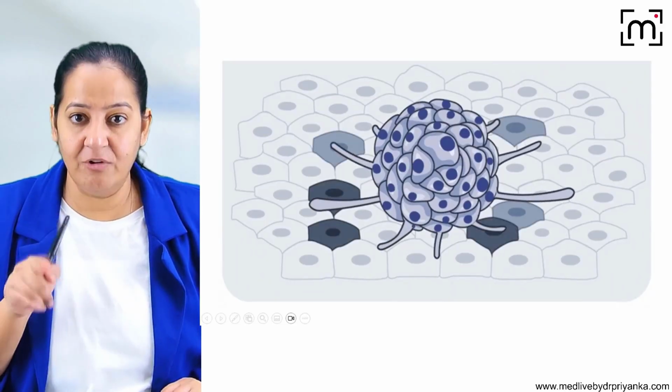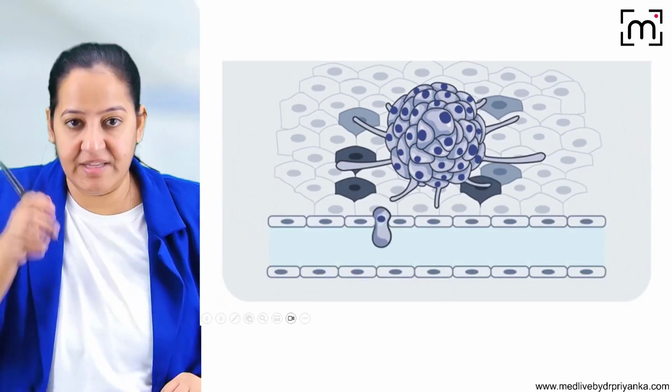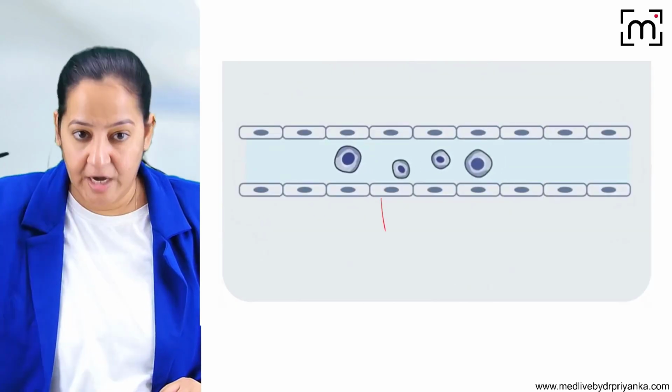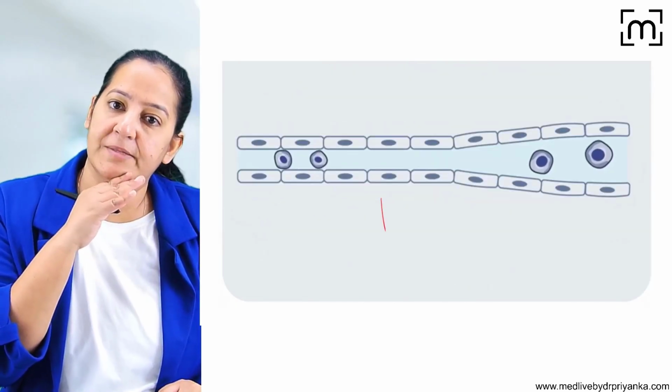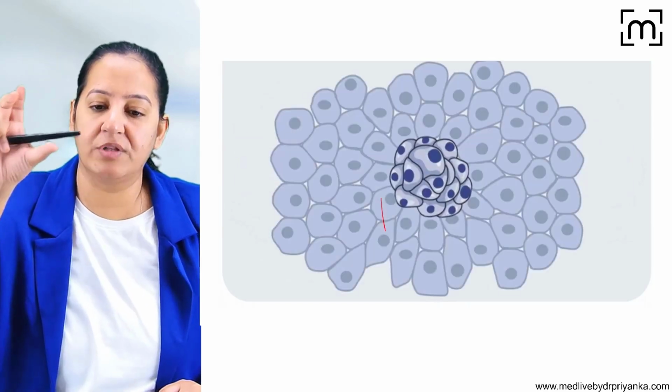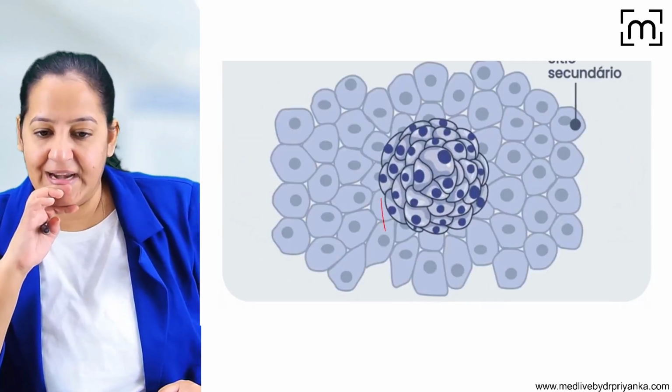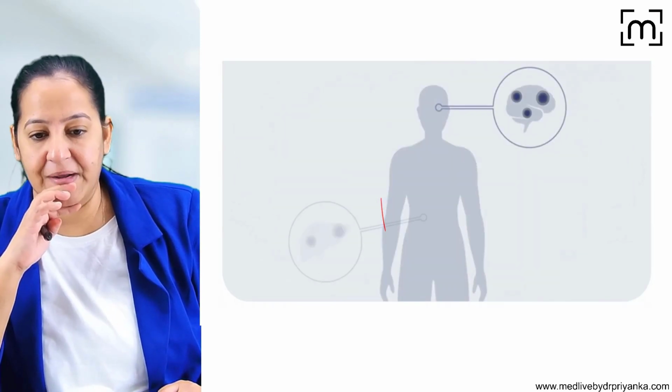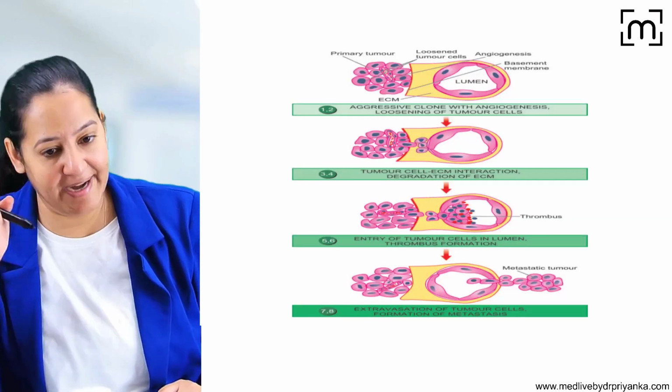So here: aggressive, loosening, degradation, and after that entering the blood vessel. After that, moving to some other site, forming a thrombus, moving to some other site. Then they will extravasate and they will grow there and form a bunch of masses. And likewise, multiple secondaries are formed in multiple organs. Okay, so that is how the 8 steps are shown here.